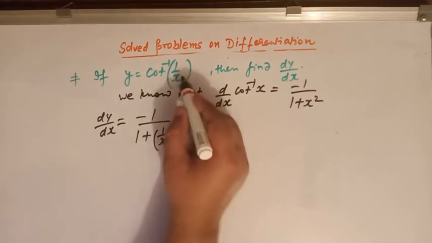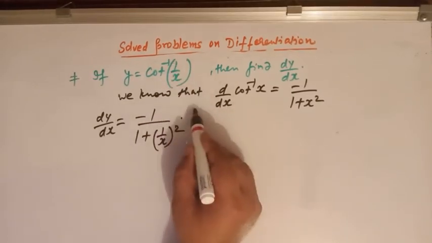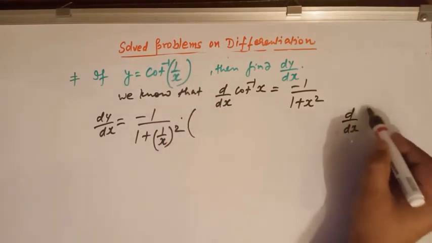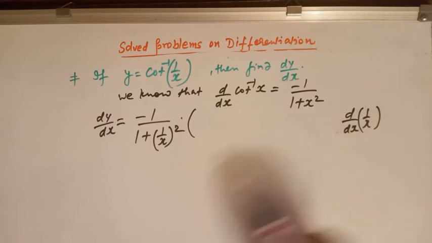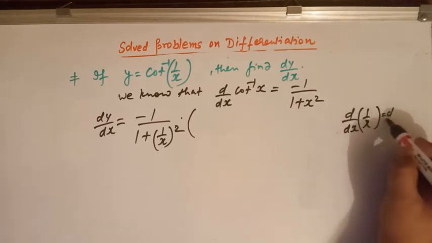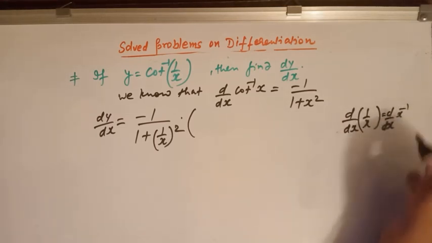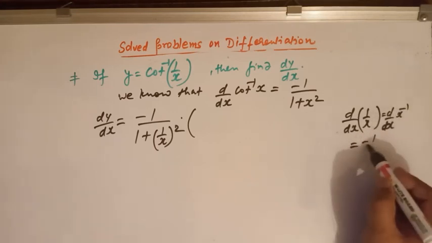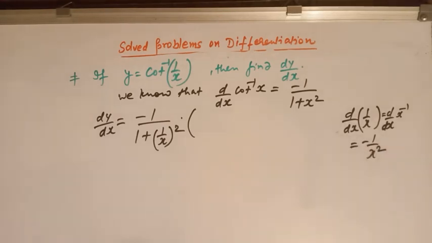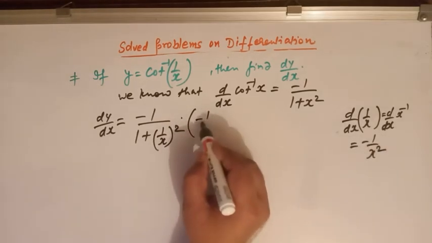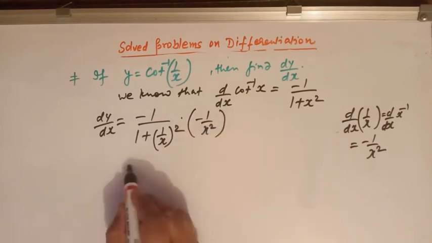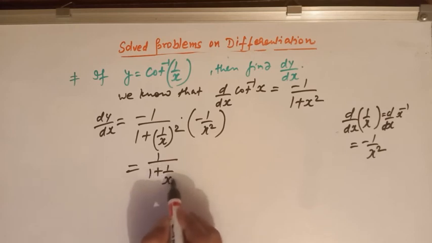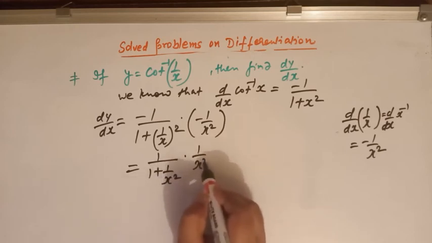square, because we'll apply the chain rule here now, and the derivative of 1 over x, always remember viewers, the derivative of 1 over x is equal to the derivative of x inverse. Clear? x inverse, x raised to minus 1, so it is minus 1 over x square. Clear? So here we have minus 1 over x square. So minus minus plus, and here we have 1 over x square multiplied by 1 over x square.